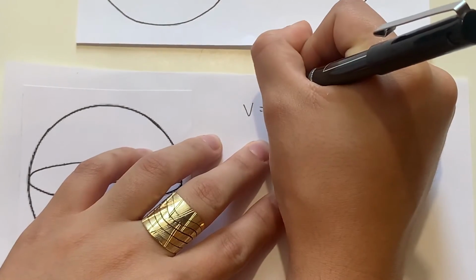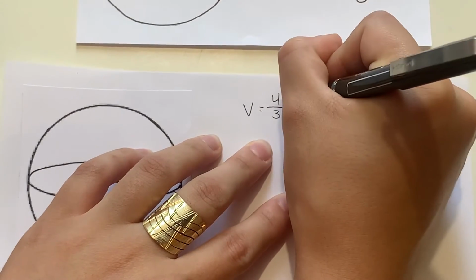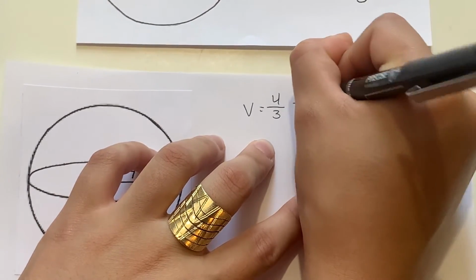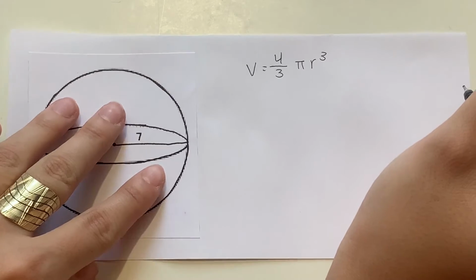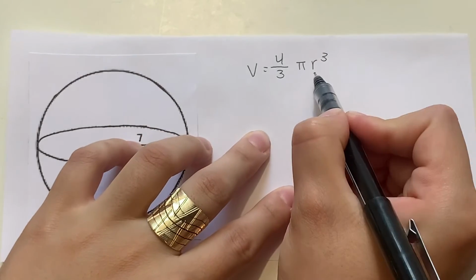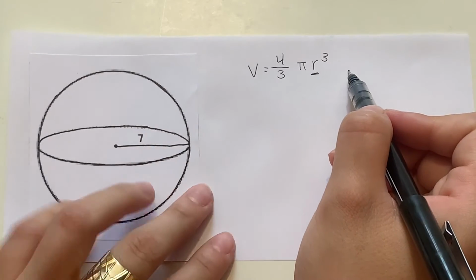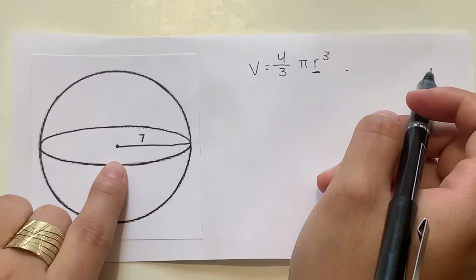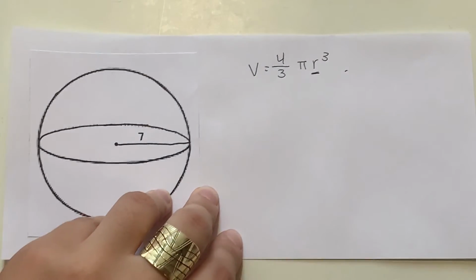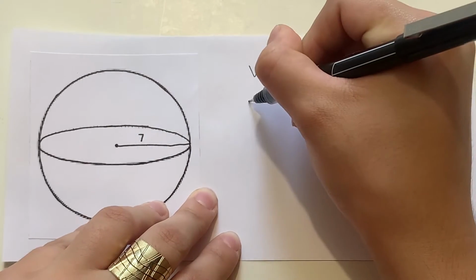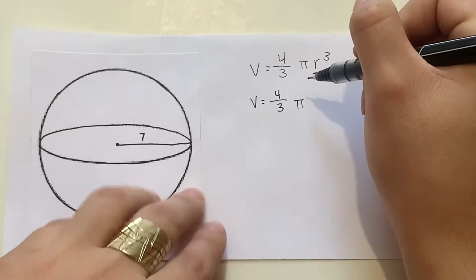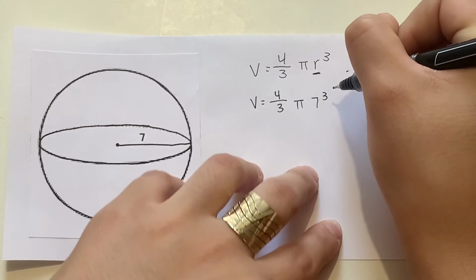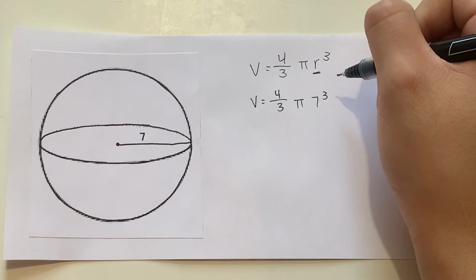Volume equals 4/3 pi radius cubed. So now we actually are only missing one value here, right? Which is the r, which is our radius. Now this sphere has a radius of 7. So then what we do is we go ahead and plug in the 7 into our equation. So volume equals 4/3 times pi times 7 cubed. So now I can actually go ahead and plug that into my calculator.